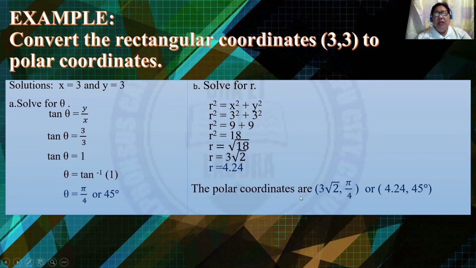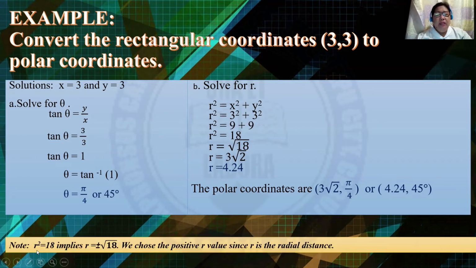Therefore, the polar coordinates are 3 square root of 2 and pi over 4. Or you can express it in decimal, 4.24, and express also the angle in degrees, equivalent to 45 degrees. Take note that r squared equals 18 implies r is equal to positive or negative square root of 18. We choose the positive r value since r is the radial distance and distance is always positive.